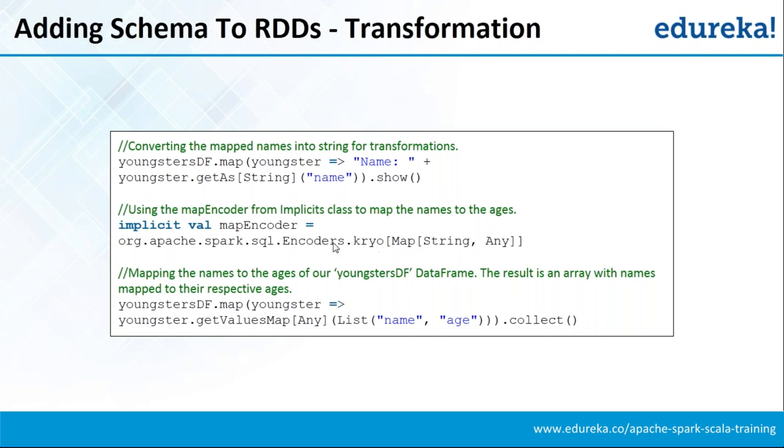Okay, so this is what we are going to do, because remember, in the employee case class we have the name and age columns that we want to map now. In this case we are mapping the names to the ages. So you can notice that we are doing this for the ages of our younger DF data frame that we created earlier, and the result is an array. So the result you are going to get will be an array with the names mapped to their respective ages.